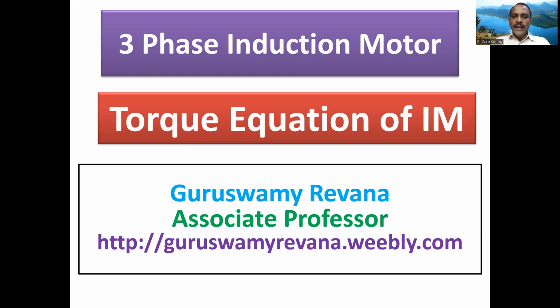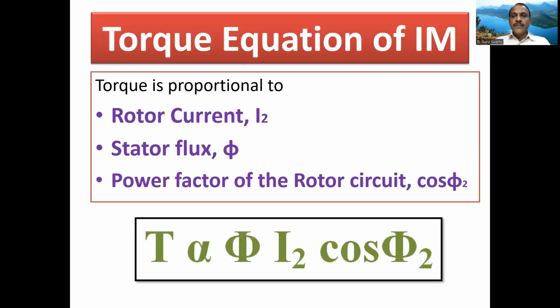Now let us go ahead and write the torque equation for the induction motor. Torque is generally proportional to flux and current. As we studied in rotating magnetic field theory, flux produces current, and the angle between both of them is phi 2. So torque is proportional to phi into I2 into cos phi 2.